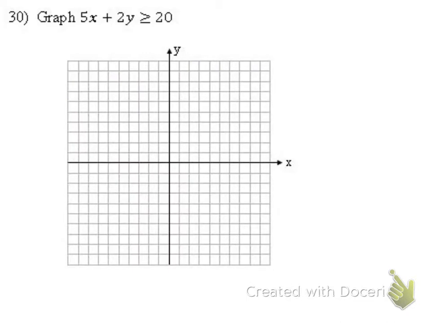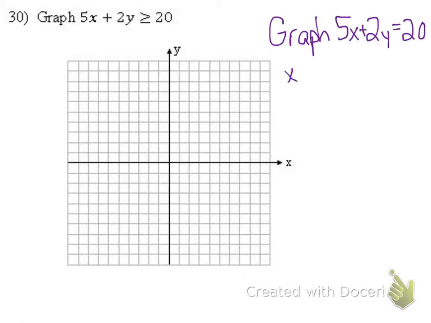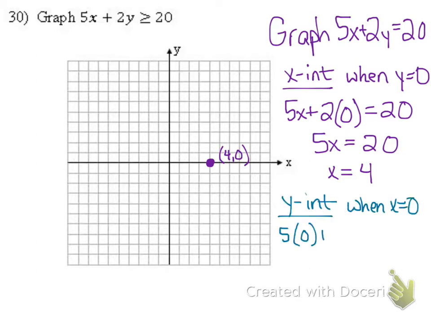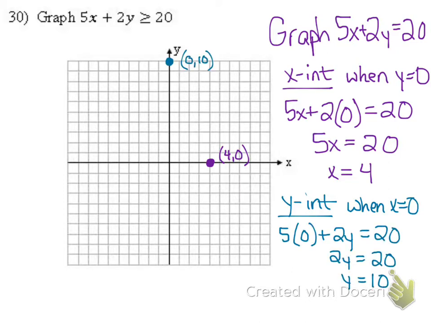We have another inequality to graph. 5x plus 2y is greater than or equal to 20. We'll start by finding the intercepts. Find the x-intercept by plugging in 0 for y. That gives us a value of 4 for x, so we'll mark that on the x-axis. Then we'll find the y-intercept by plugging in 0 for x. That gives us a value of positive 10 for y, so we'll mark positive 10 on the y-axis.